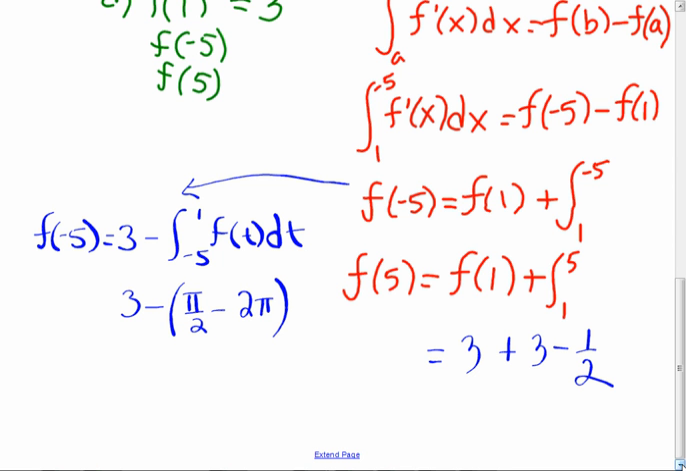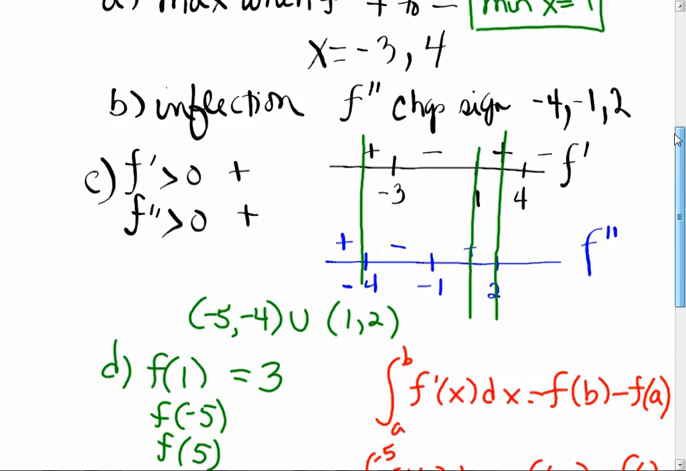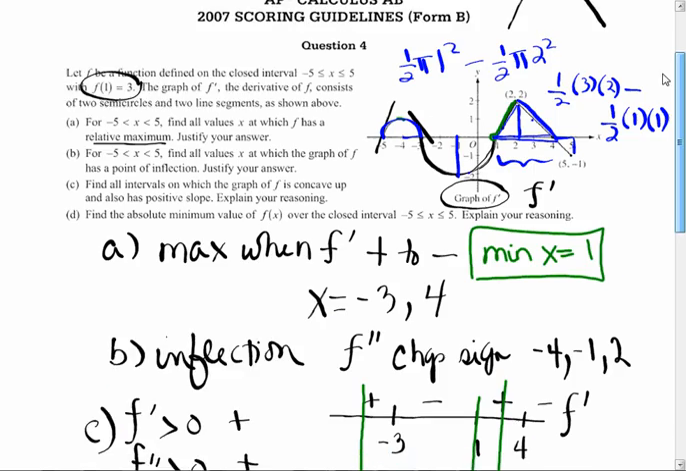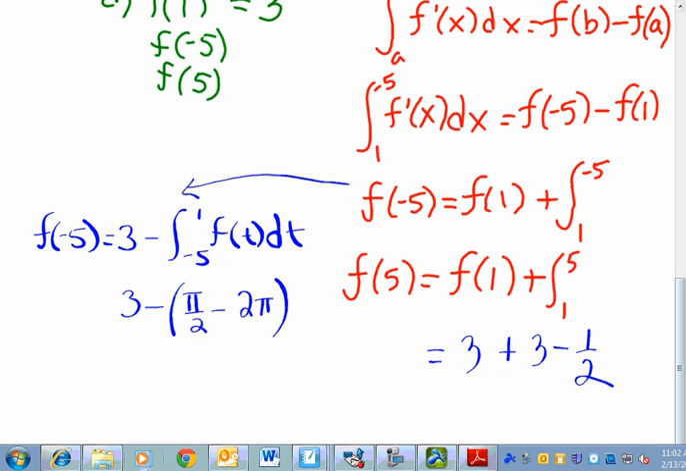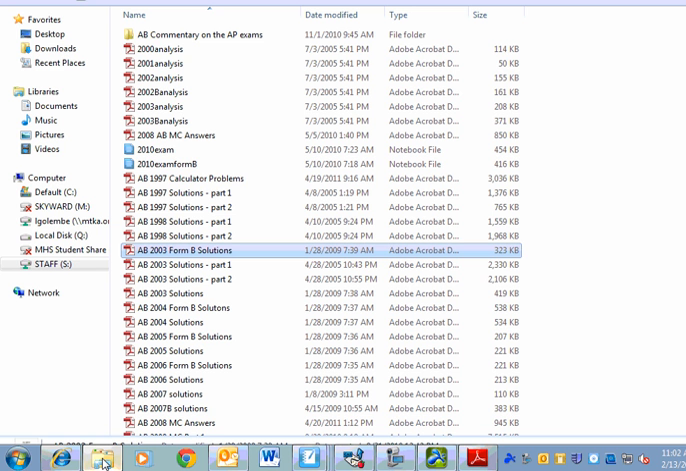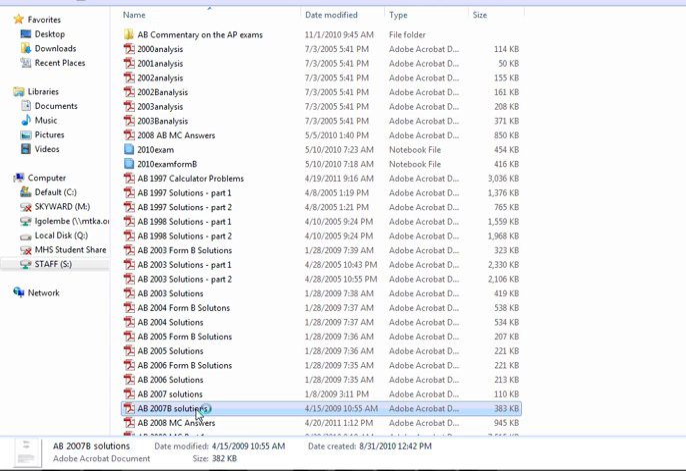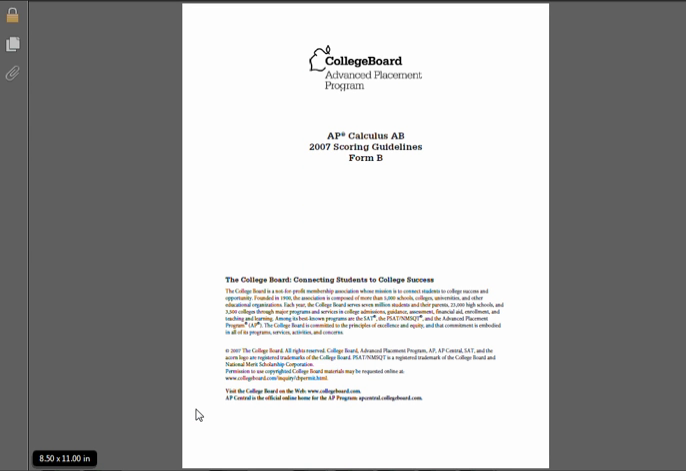And we'll have to look up the answer. This was 2007B. Oh, this is just being fussy. I've had problems with my smart board today.